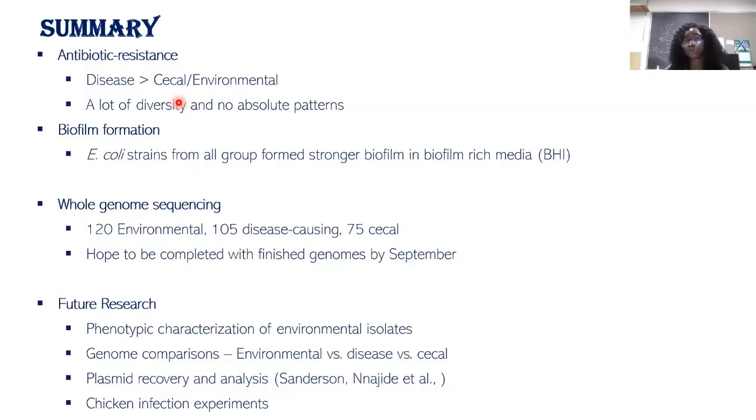And in future, I intend to incorporate a whole lot of phenotypic characterization in vitro to check what helps these environmental strains to survive in the environment. And at the end, if we are able to find a particular gene that is present in disease-causing E. coli strains, we could try to carry out chicken infection experiments by knocking out those genes that cause Colibacillosis and then test them in healthy chickens.